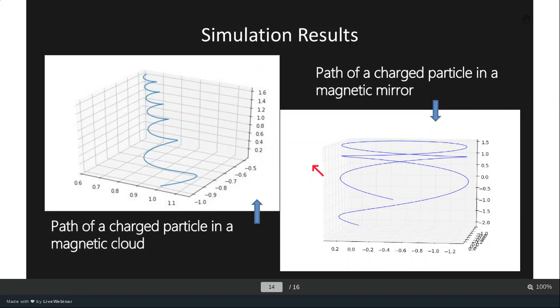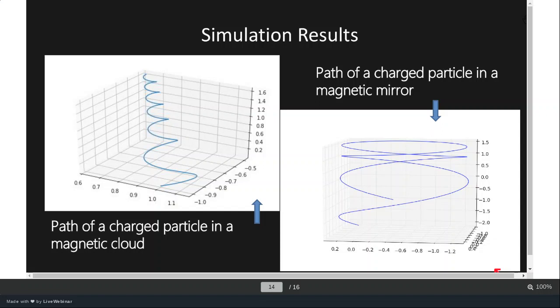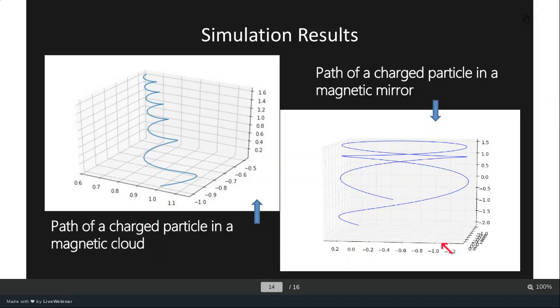And in the next graph, we have this axis, and one can see the particle is getting reflected off this magnetic mirror. So the axis values are constrained according to the size and strength of the magnetic mirror. It shows the path of the charged particle in a magnetic mirror.